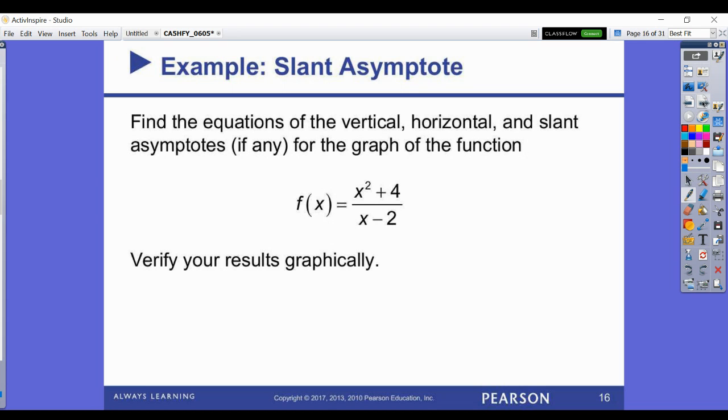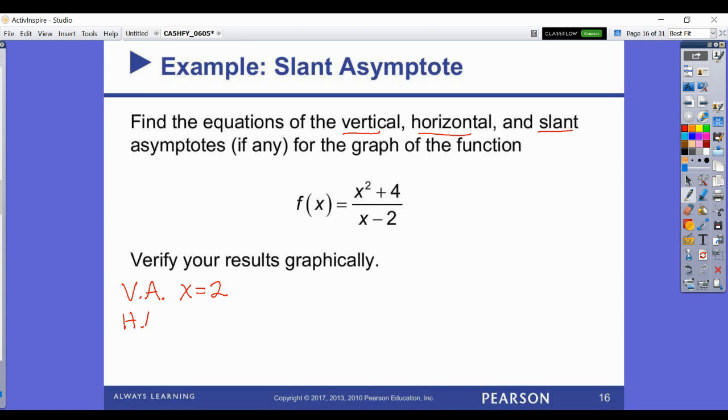So here is a problem. We're going to find the vertical, the horizontal, and the slant asymptotes. So let's start with vertical. Vertical asymptotes. Where do I find the vertical asymptotes? On the bottom, because I can't divide by 0. So you look at the bottom of the equation. What value would make this 0? You got it? The answer is x equals 2.